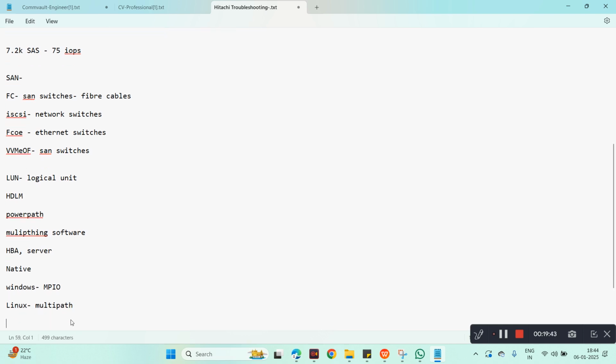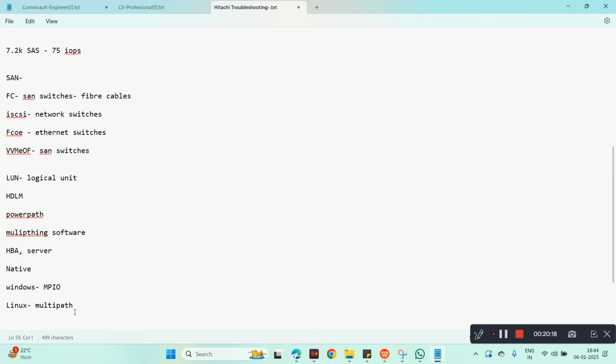There is some configuration like /etc/multipath.conf. You have to configure that, install the multipath package, and start the multipathd service, but you don't need to know that. That work is done by your Linux team, Unix team. The storage admin does not do that, but you have to make sure that your server team is using multipathing software, whether it's native or given by EMC or Hitachi or NetApp. It depends on that, okay?